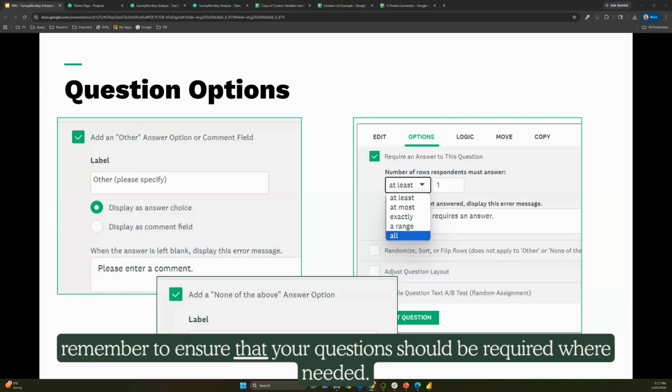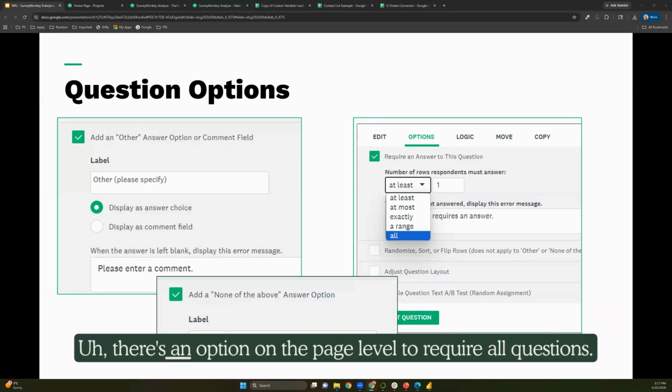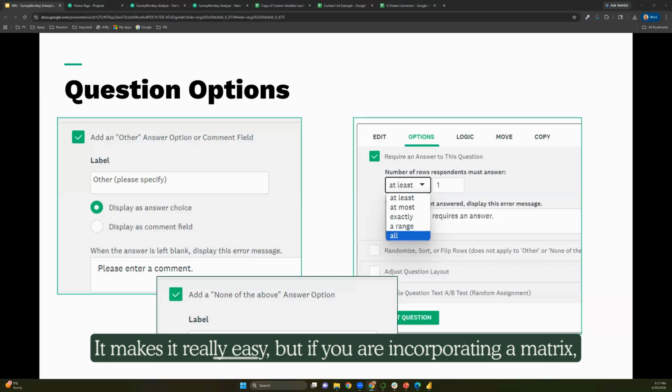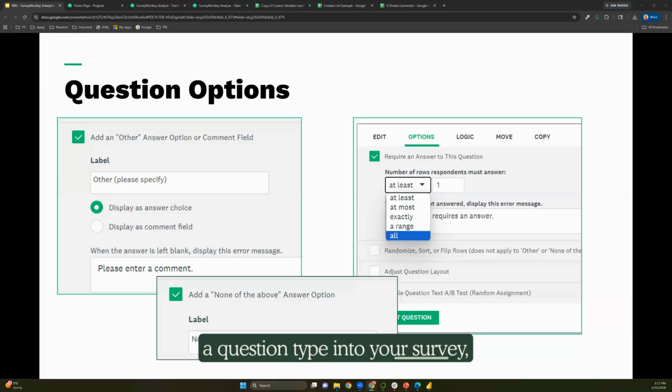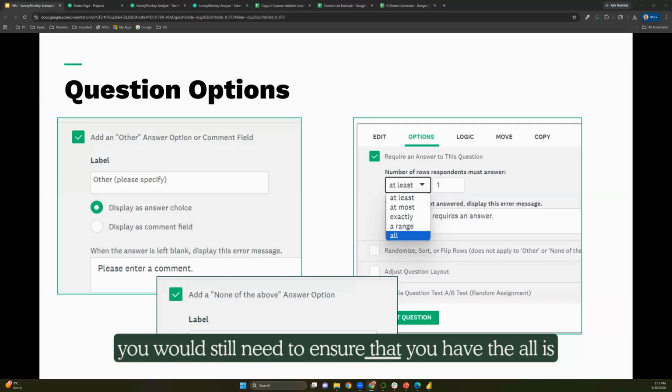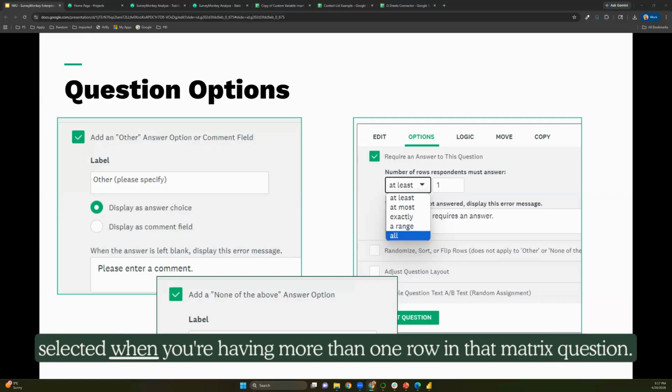Remember to ensure that your questions are required where needed. There's an option on the page level to require all questions. It makes it really easy, but if you are incorporating a matrix question type into your survey, you would still need to ensure that you have the all option selected when you're having more than one row in that matrix question.